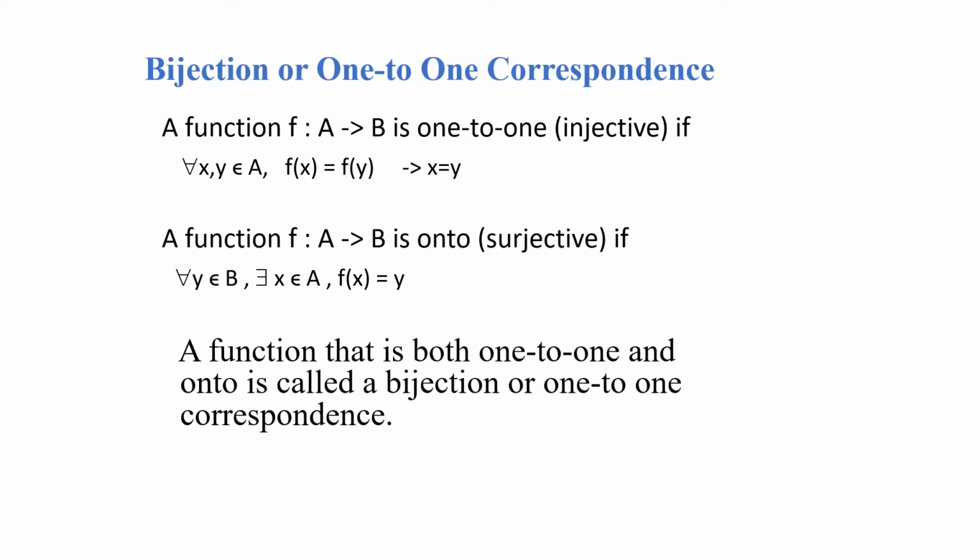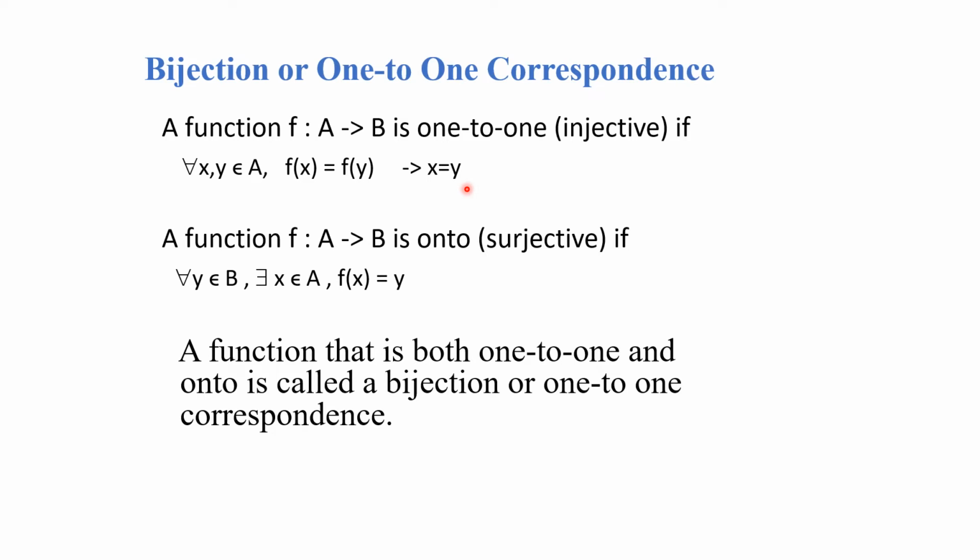Dear students, today we are going to discuss a university question which is based upon bijection or one-to-one correspondence. A function f from A to B is one-to-one or injective if for every x, y belongs to A, f of x is equal to f of y gives that x is equal to y.